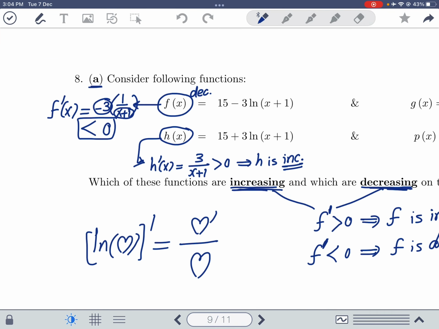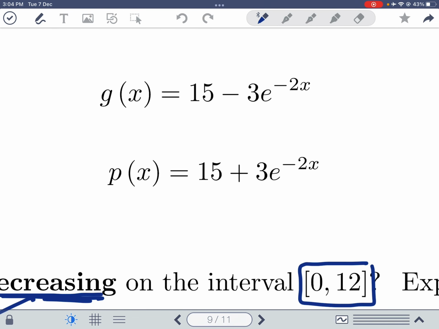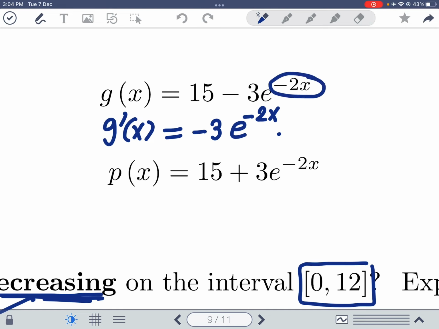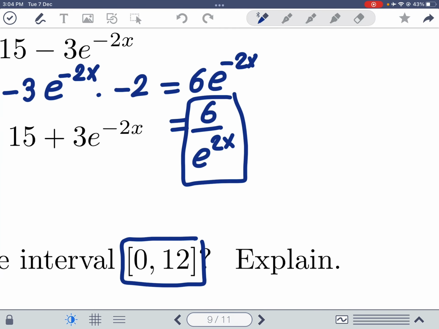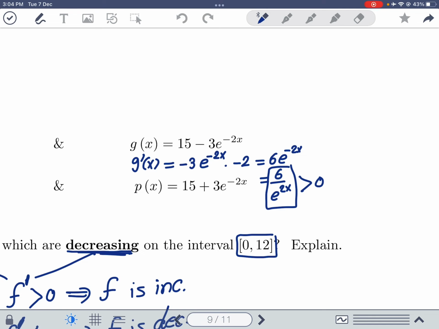Everywhere increasing. Okay, and now these here, if you take g prime, you'll get 0 and then the minus 3, the derivative of exponential is the same, times the derivative of the exponent, which is negative 2. So now, negative 2 times negative 3 is 6 e to the negative 2x, which is 6 over e to the 2x, if you want to see it like this. Obviously this is positive, because exponential is always positive. So the derivative is positive, and so this function is increasing.